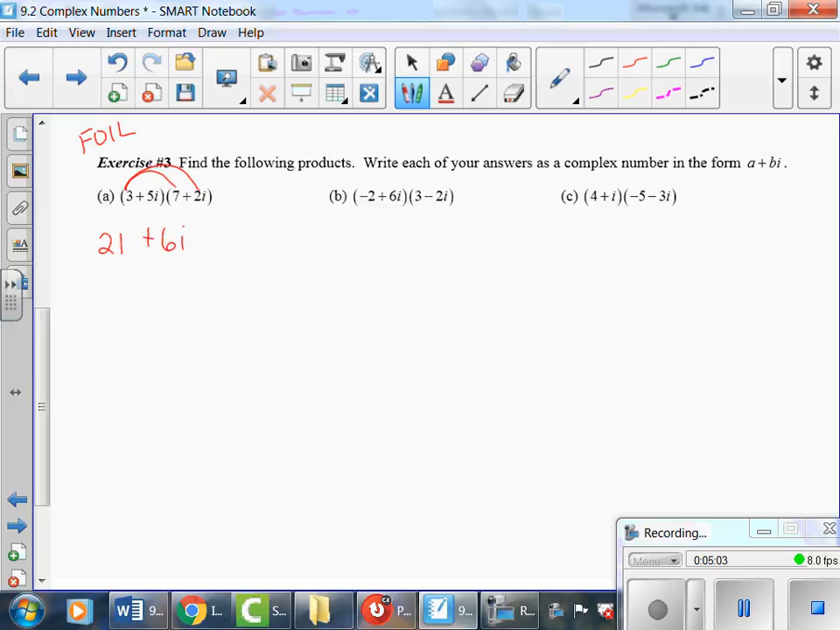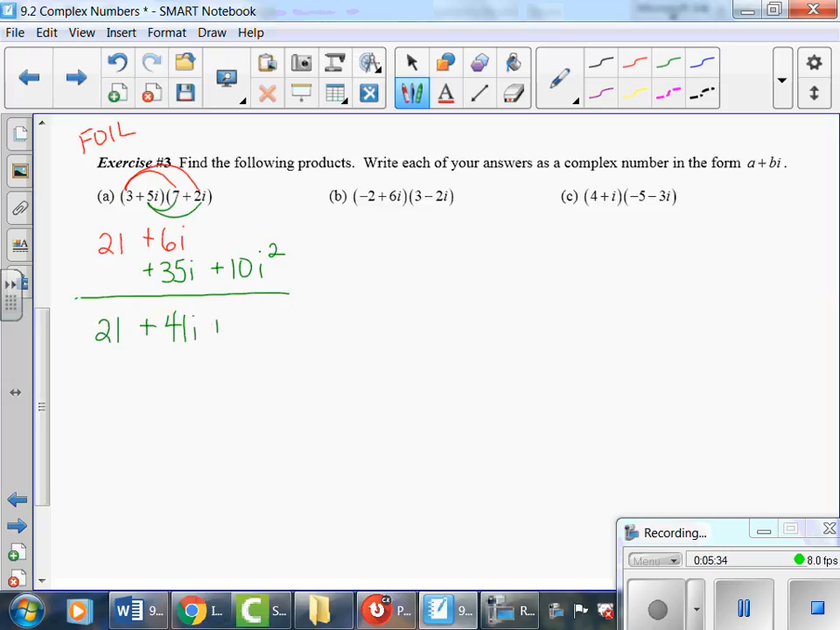And just like when we multiply two binomials, you can also stack these, so it's a little bit easier to combine the like terms. So when we multiply these two, we get positive 35i. And lastly, we get positive 5 times positive 2, which is positive 10i squared. All right, so now we're going to combine like terms, and we get 21 plus 41i.